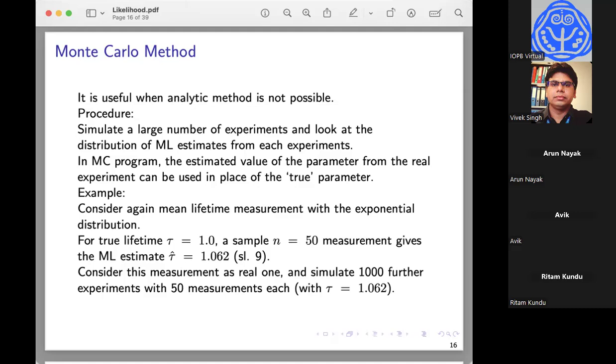Sir, if I understood correctly, the fitting has to be performed 1,000 times, it will give us 1,000 values, and the spread of that will give the error. Yes, but for those 1,000 times you have only one data sample. So if you use the same data sample 1,000 times, you will always get the same value. Okay, so you want to generate pseudo experiments 1,000 times using the estimated value from the data sample. Correct. Okay, sir, understood correctly.